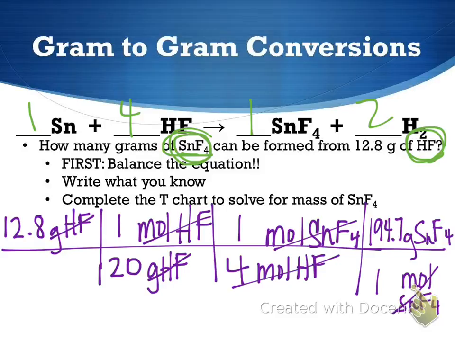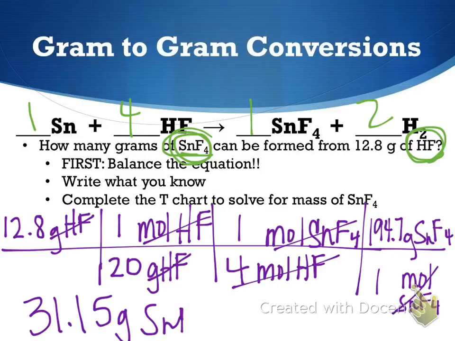Multiply across the whole top, divide by the whole bottom. 31.15. Okay. Perfect. 31.15 grams. All right, questions there about those 4 steps? The good news is that's as complex as our T-chart will get, is 4 steps. We're not adding any more steps to that. It'll only get simpler from there. So those are the most complex ones that we'll do, from grams of one to grams of another. Any questions there?